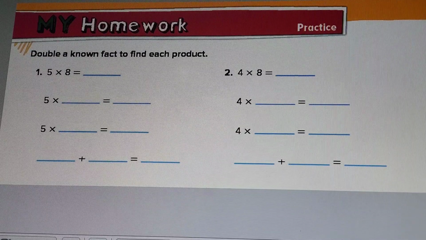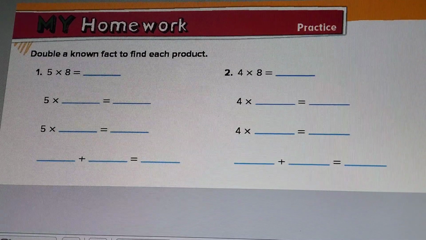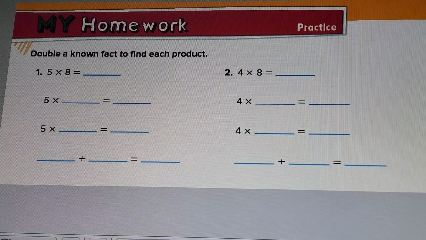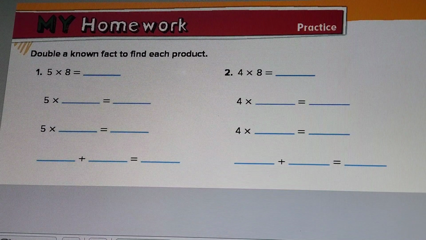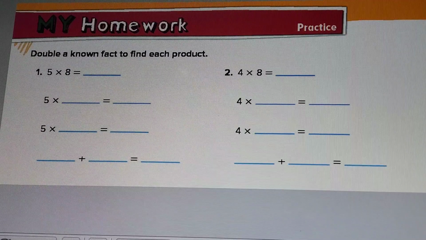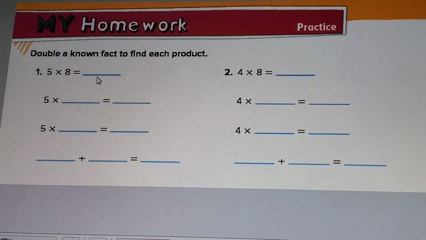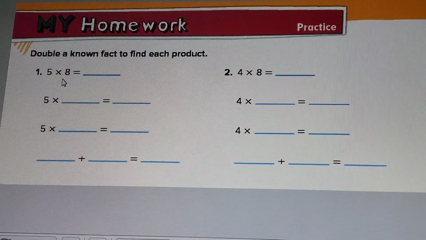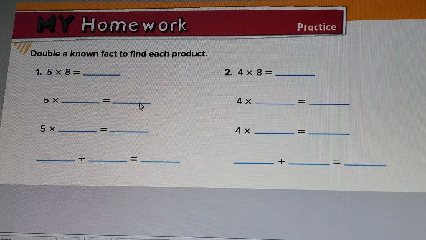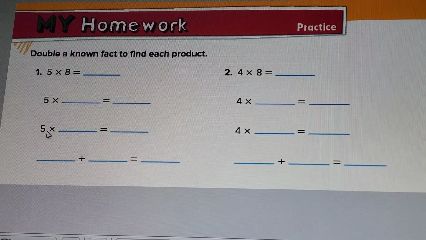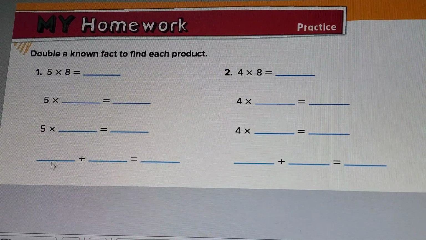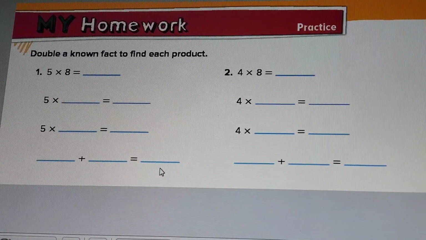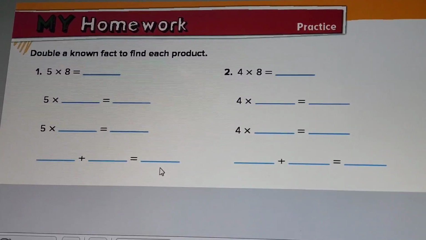Here we are on the My Homework section. Make sure you look at the homework helper at the top of the page in case you need any assistance with this. It says for numbers 1 and 2, double a known fact to find each product. You're looking for the unknown of 5 times 8, so you're going to decompose the 8 because that's an even number. 5 times 4 equals, you write the answer there, 5 times 4 equals, and then put your two answers plus the other answer equals what 5 times 8 would be.